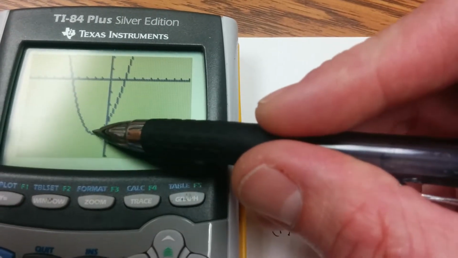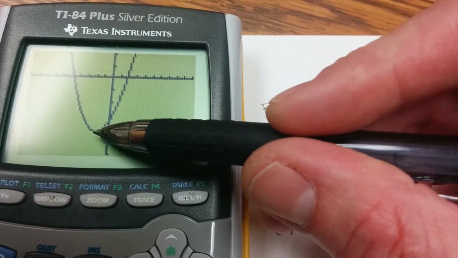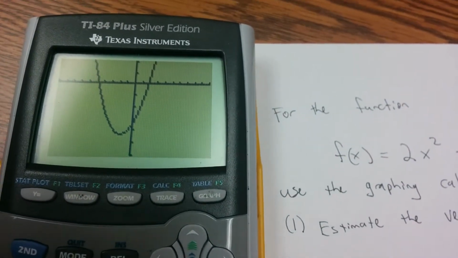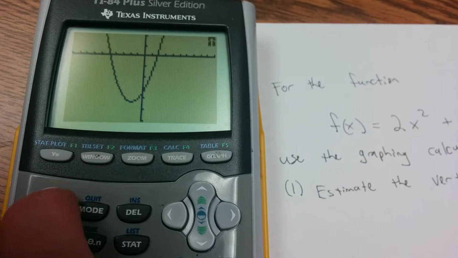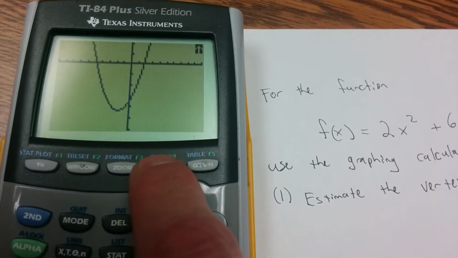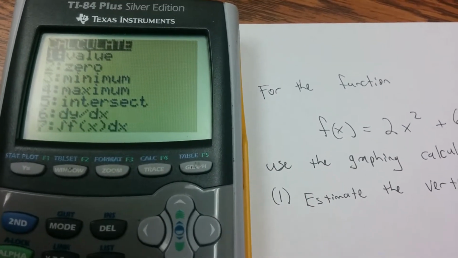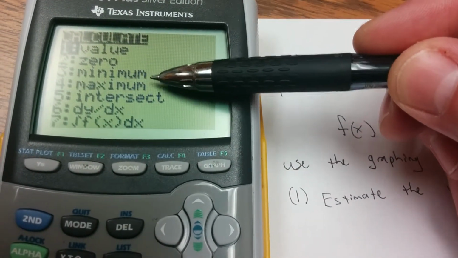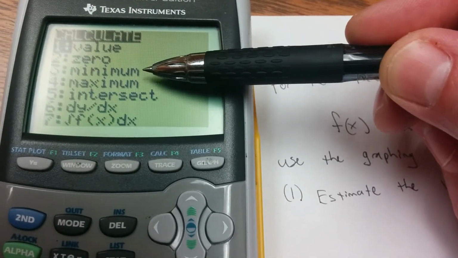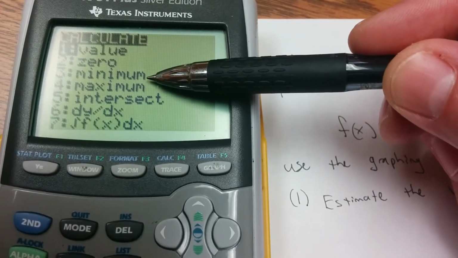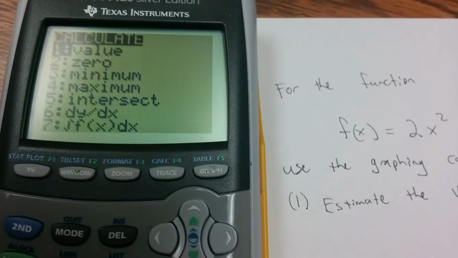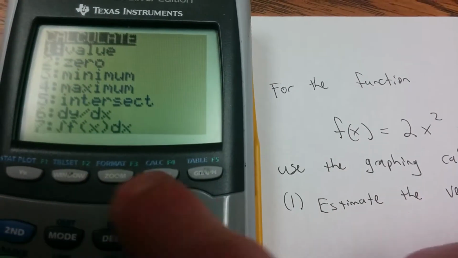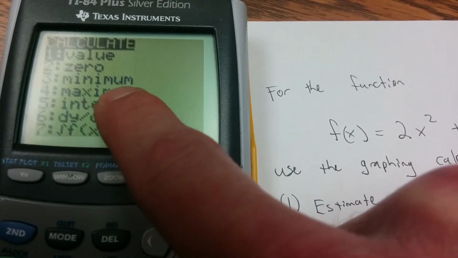Okay, so first things first, we want this vertex, and we want to get it accurately. So there's a feature on the calculator that will do that for us. To find the vertex, you go down here and you press second and trace, which brings up this calc menu. And if you notice, you don't see vertex here, but we can have our calculator find maximums and minimums. Well, in this problem, our vertex is also what we call a minimum value for the function. So second trace brings me to this menu, and then I pick 3 to find a minimum.